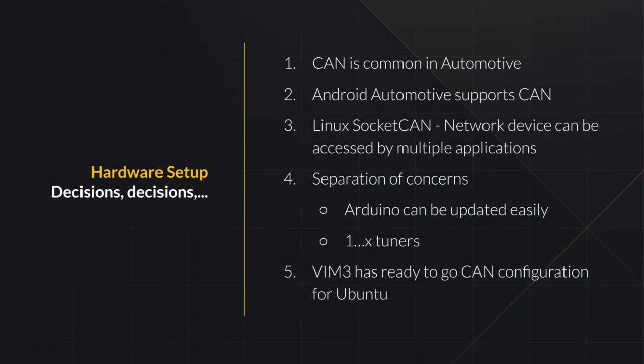The hardware setup, why did I go this way? The CAN is a very common bus system in automotive. So I thought I will need it anyway in the future. I wanted to try how well the Android automotive support for the CAN bus works. There's also the Linux socket CAN available, which basically means the CAN is accessible via a network device and therefore can be accessed by multiple applications.